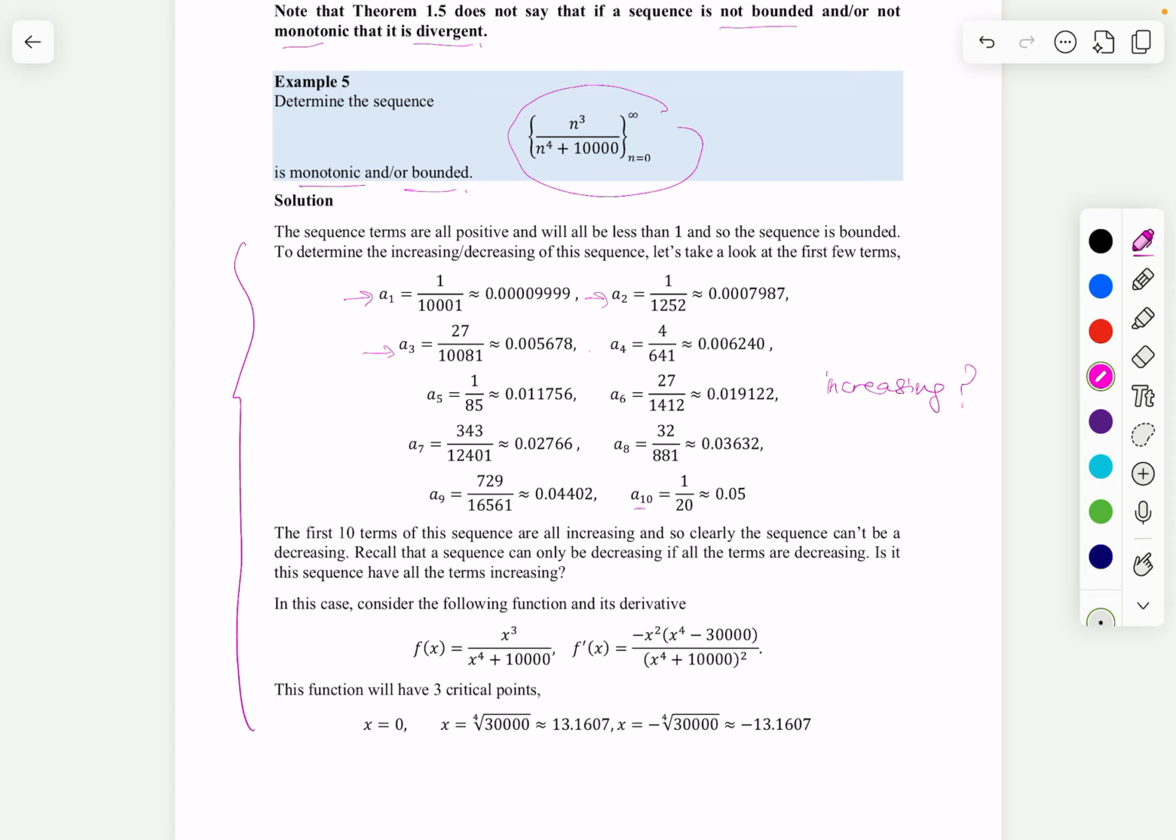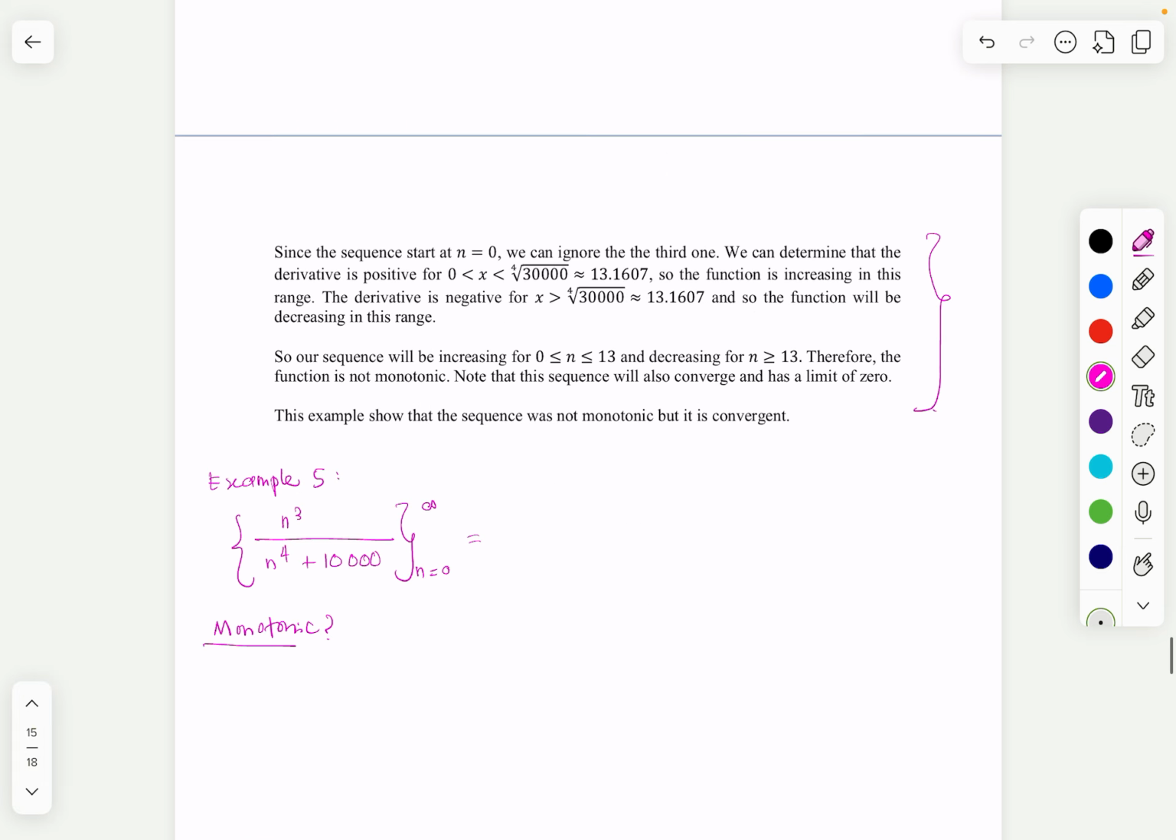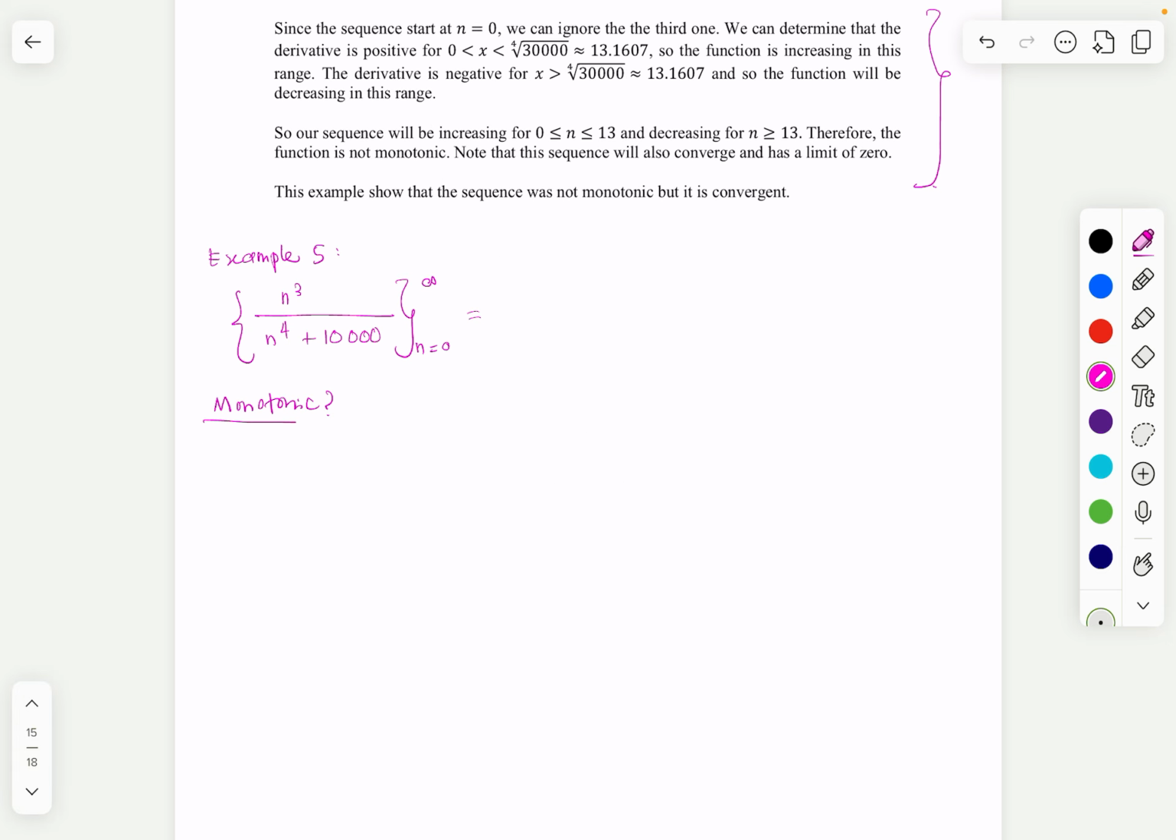To confirm this, we apply the concept of increasing or decreasing of a function. So we let the sequence be a function for a while: f(x) equals x cubed over x to the power 4 plus 10,000. First you find the first derivative. Apply the quotient rule. I hope you know how to do it, but I will show you.